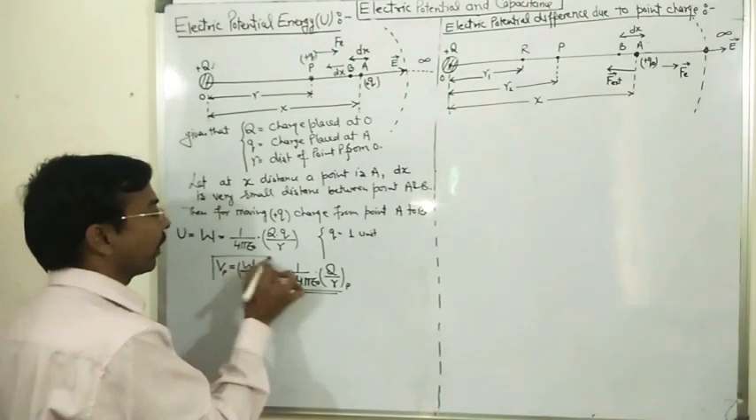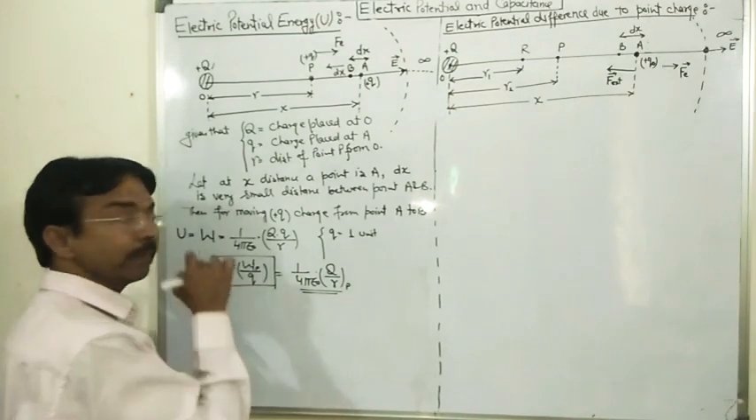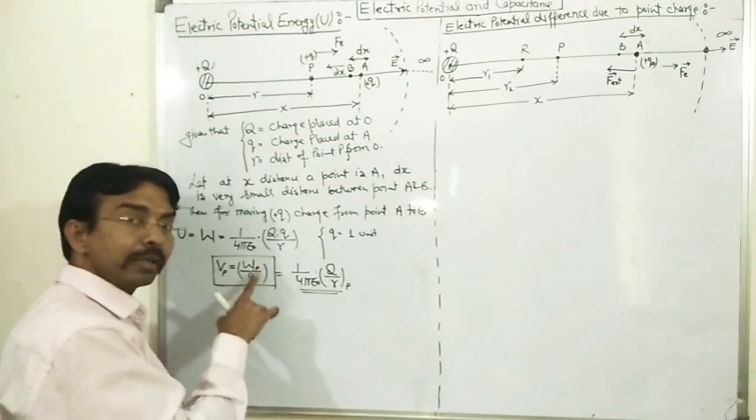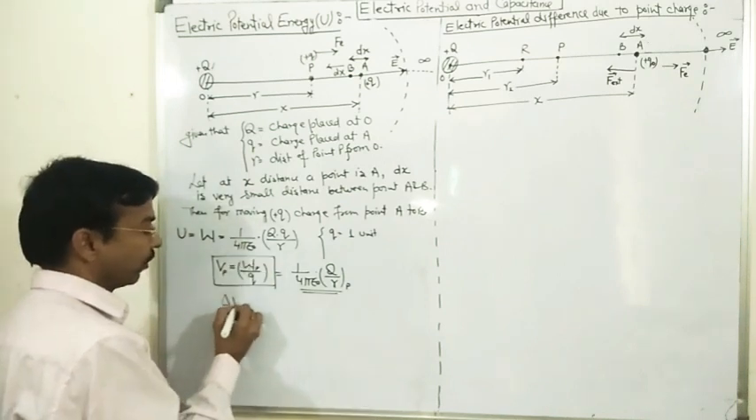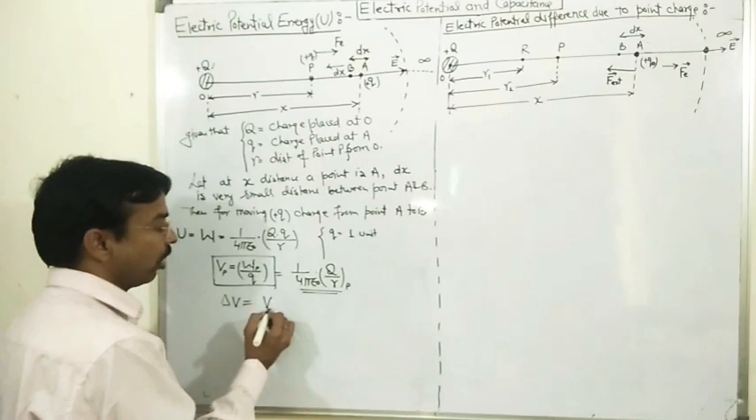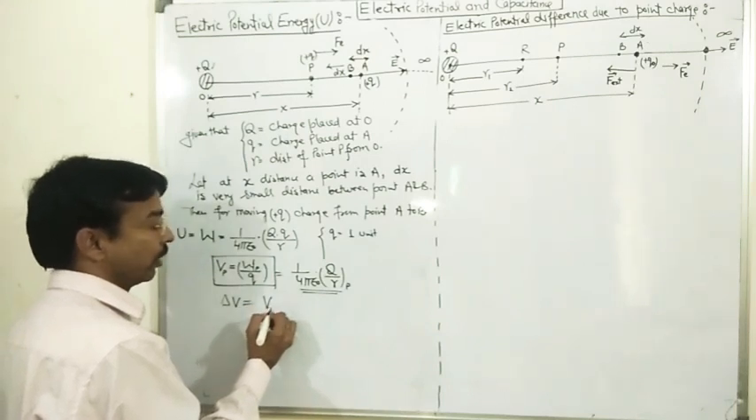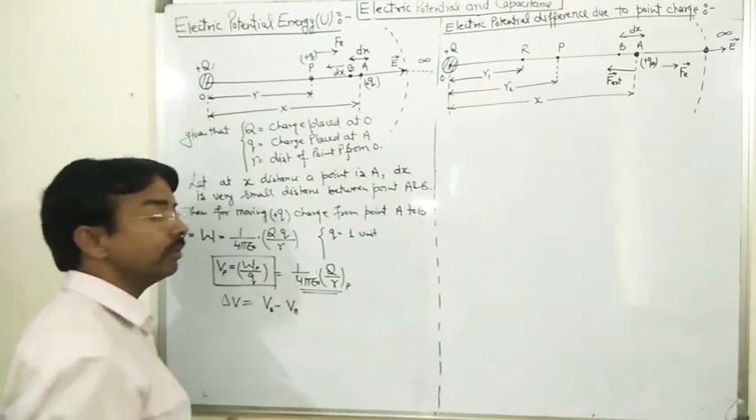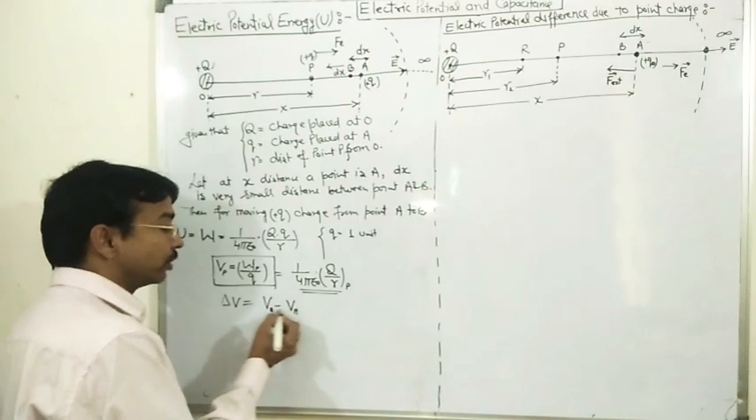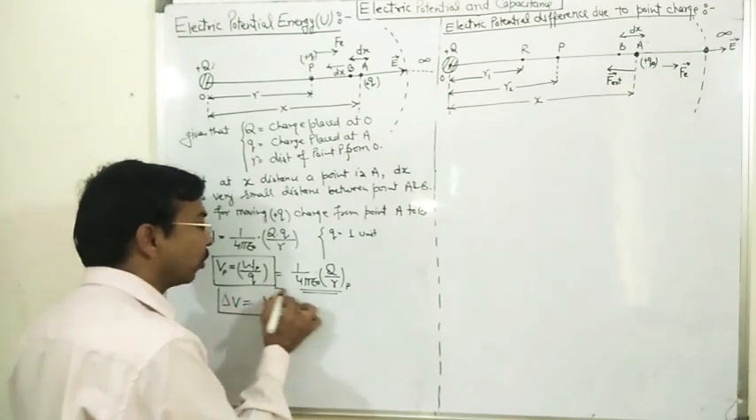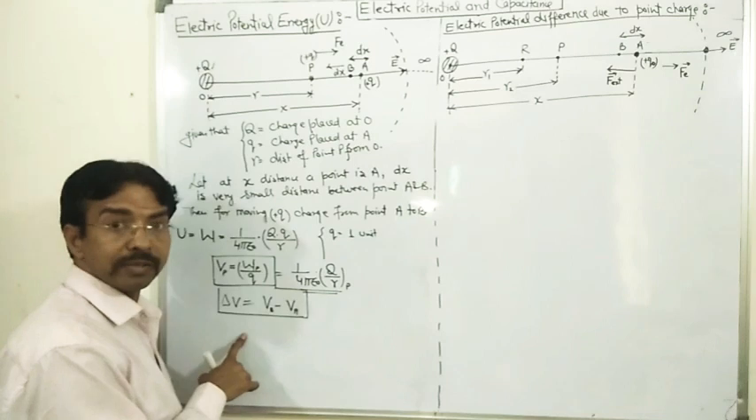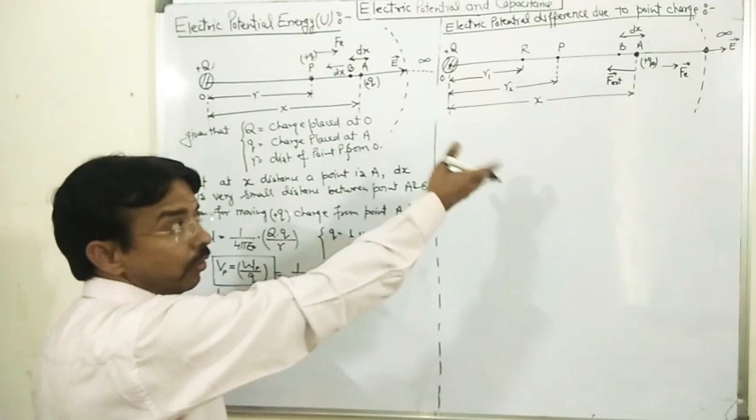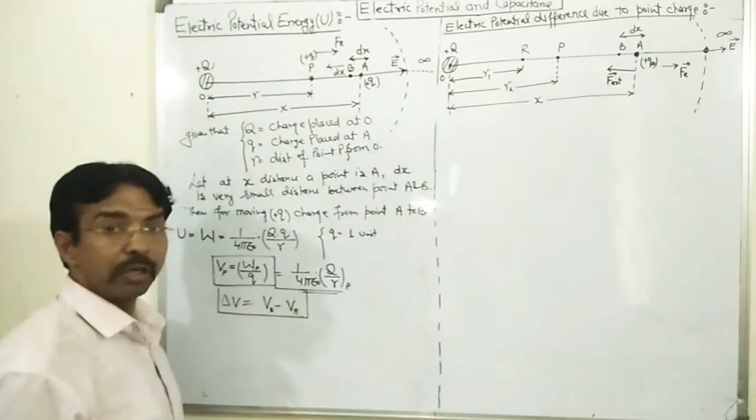Therefore we can say the electric potential is the work done to bring a unit charge from infinity to that particular point. And what is the potential difference? It is the potential of a point, suppose B, minus the potential of a point A. That is, the potential difference is the difference of potential between two different points. Simple.